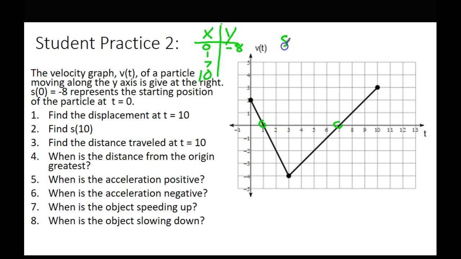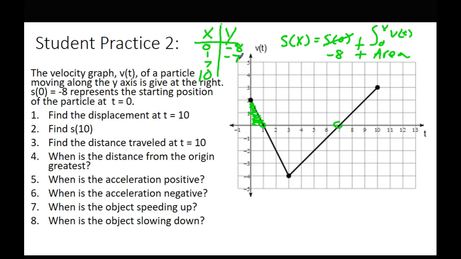Well, the position at any given point is the starting point, which we already know is -8, right? So let's write that. Plus the integral from 0 to whatever number you want. And basically that's just the area. So if you want to find out where you're located at 1, we're going to have -8 plus that area. So what's that area? 1. So what's 1 plus -8?